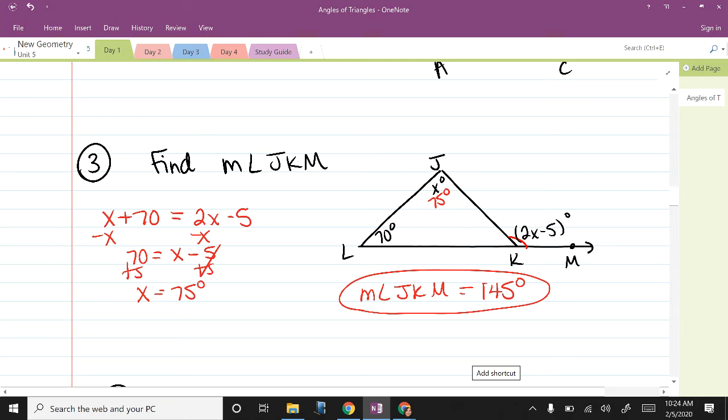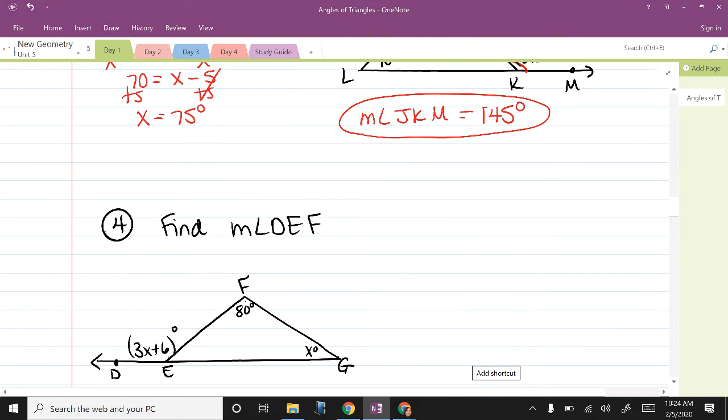Okay with that? Pretty simple concept. You add the two angles that don't touch the exterior angle and set it equal to the measure of the exterior angle. Okay? Any questions about that one? Okay. Same kind of problem.